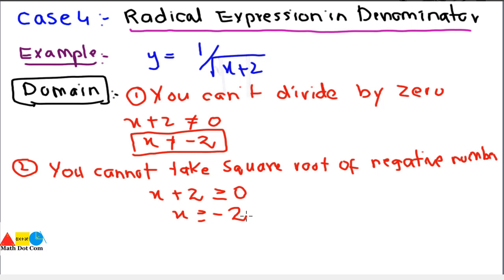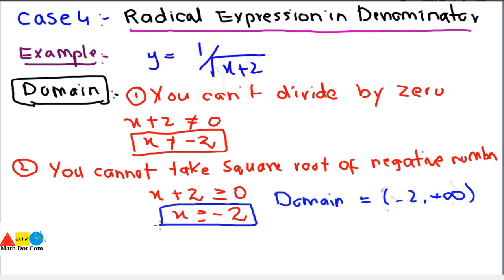So the domain will be minus 2 to plus infinity. I have written the parenthesis with minus 2 because minus 2 is not included here. In this expression we found that x is greater than or equal to minus 2, but this condition is only for the case when the expression is in the numerator. So we have to take the first case as well, with the condition x is not equal to minus 2. So we write the domain from minus 2 to infinity.